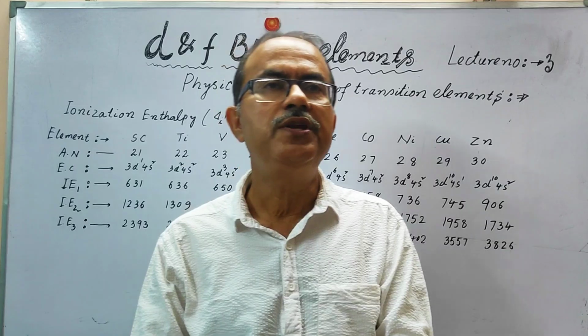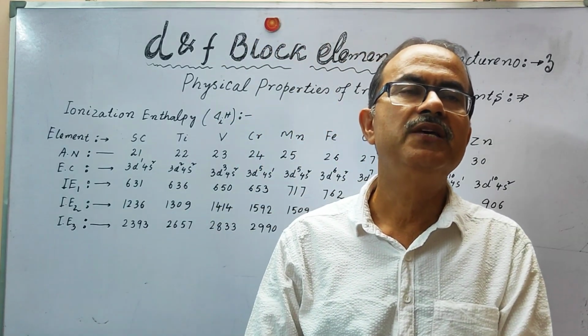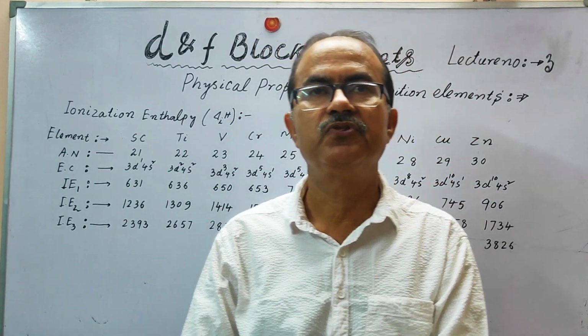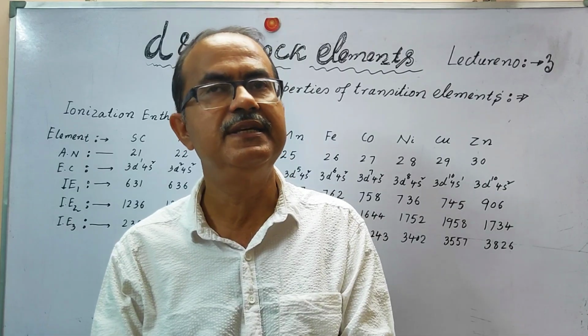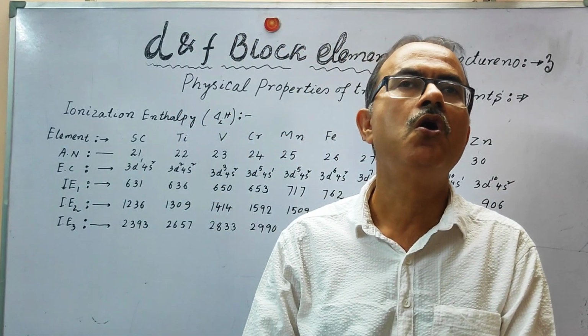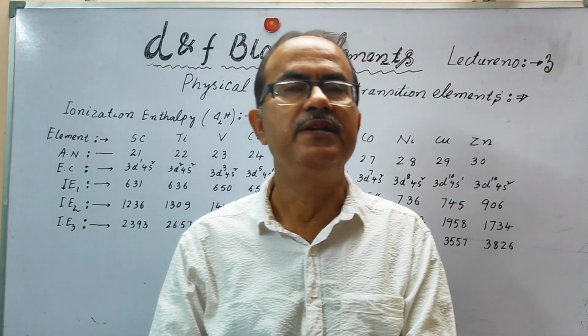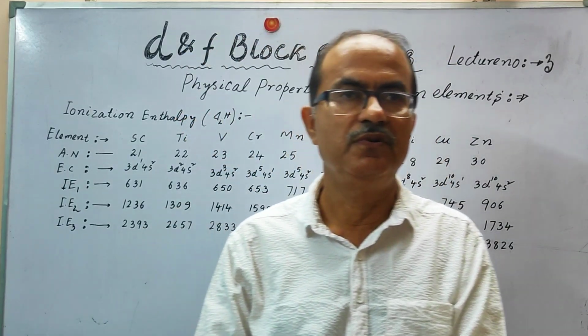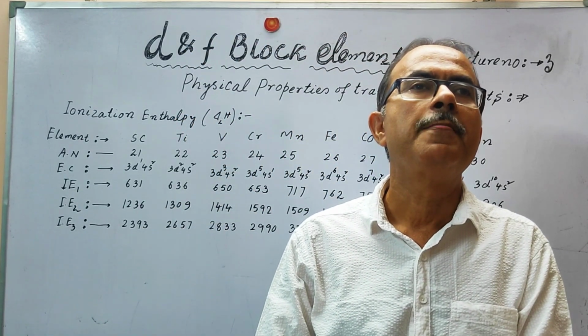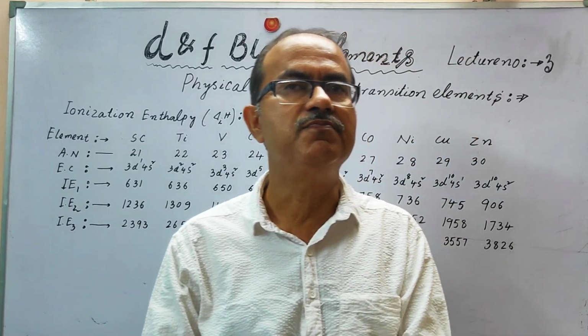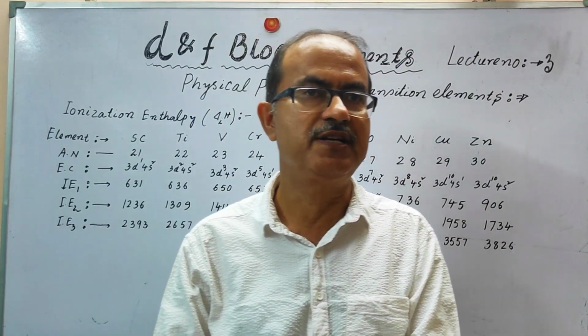So we are going to discuss what it will be in the case of a transition element. So far we have discussed it in the case of representative elements, or main group elements, main block elements, you can understand. So what is the difference between these that we are going to discuss?